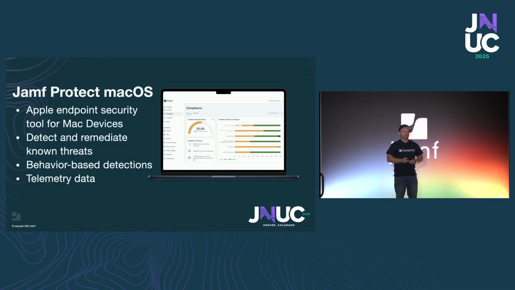The next thing that we are going to take a look at is Jamf Protect macOS. Now, this is Apple endpoint security tool for Mac devices provided by Jamf. And it has a few different things that it can do. Some of the key ones are we can detect and remediate known threats. And then additionally, we have behavior-based detection. So these are things that we might not know are bad, but the behavior that we're seeing is really suspicious. It's the example of you go to the doctor, you get tested for COVID and the flu and H1N1, and they all come back negative.